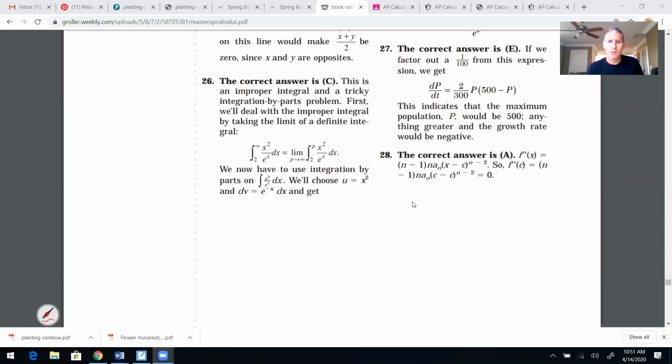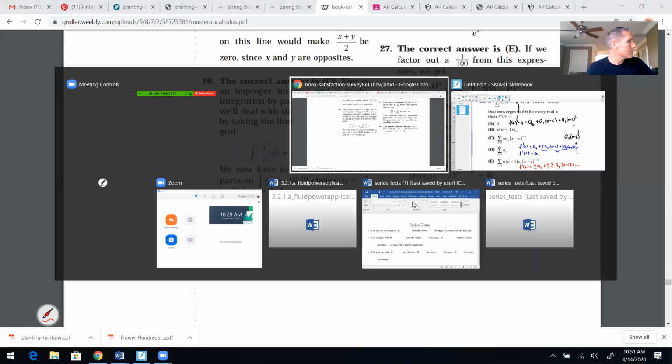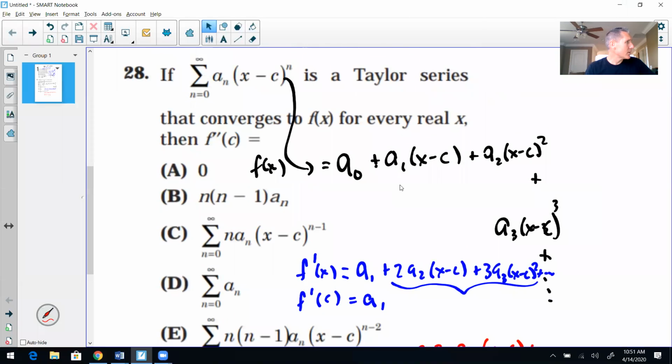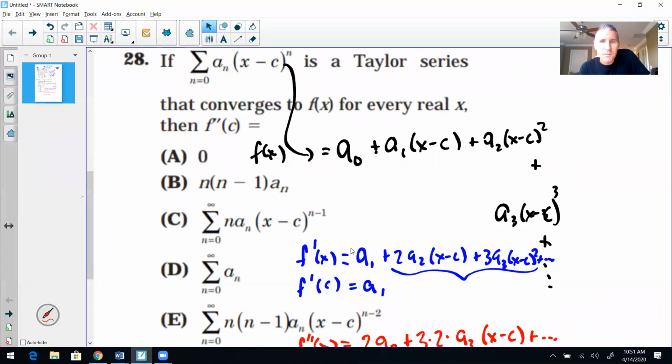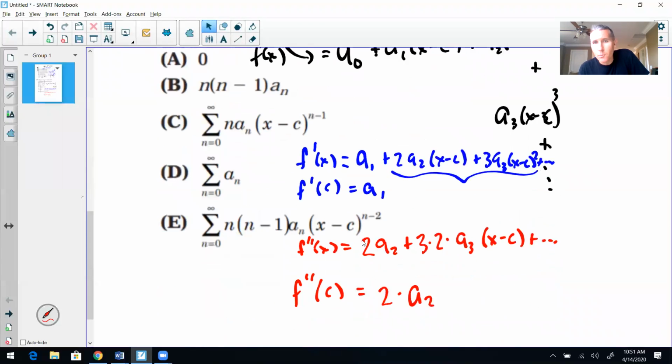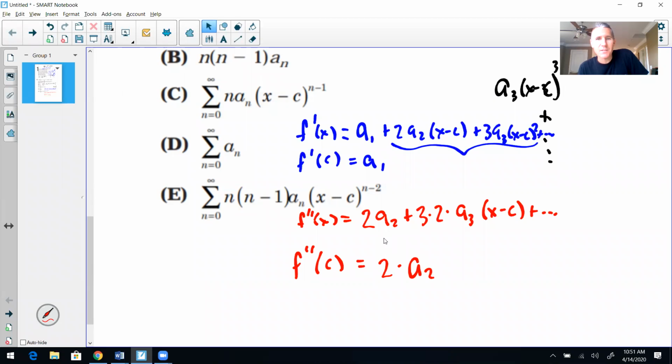Because they're asking for, let's go back to what I have here. So this is the Taylor series. That Taylor series for f is going to look like this all the way through. This is obviously centered at c. So f of c is just going to be a sub 0. f prime of c is just going to be a sub 1. And f double prime of c should be 2 times a sub 2.